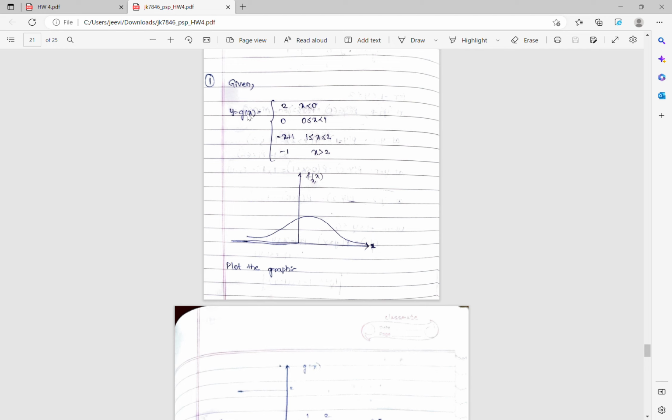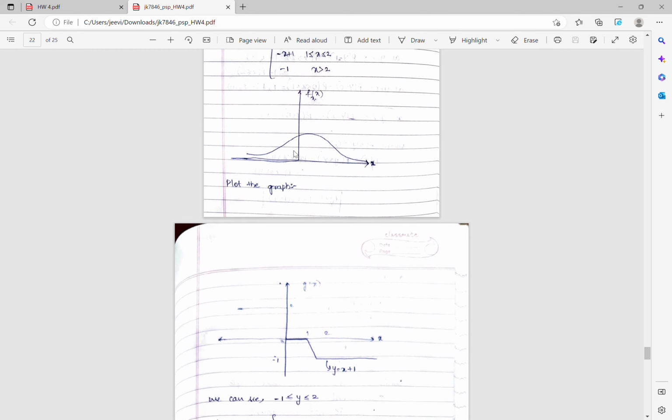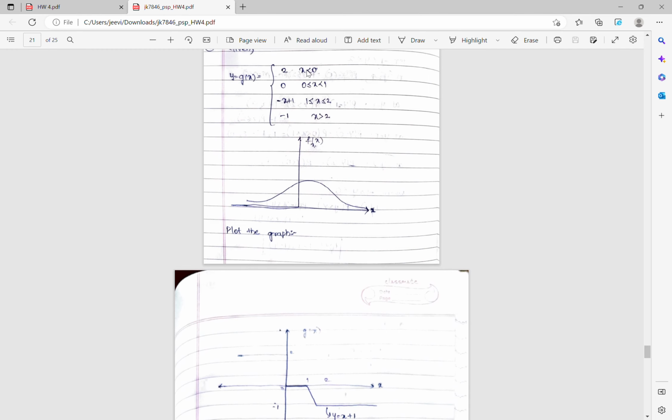Therefore, given Y is equal to g(X), and these are the parameters given. So for these parameters, let's plot the graph and see how that looks. We know for x less than 0, the value of Y will be equal to 2. For x between 0 and 1, the value of Y is equal to 0. So that will be this straight line.